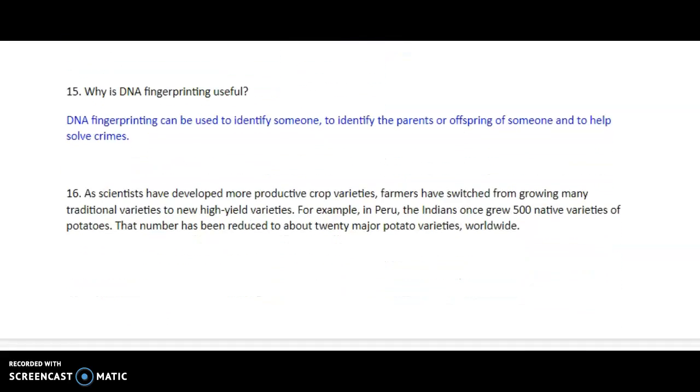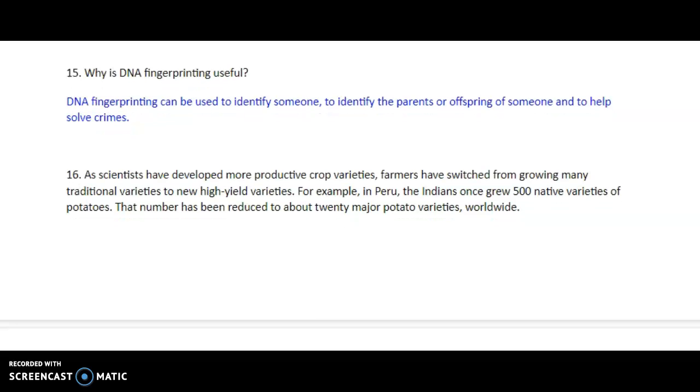Number 15, why is DNA fingerprinting useful? DNA fingerprinting can be used to identify someone. It can be used to identify the parent or offspring of someone, and it can also be used to help solve crimes.